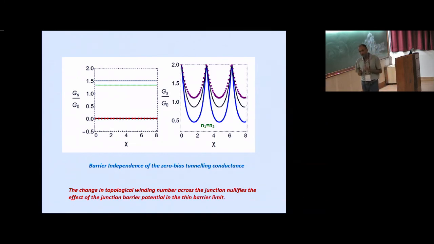So to conclude, what we have seen is that these topological materials provide really interesting tunneling conductance and barrier dependence. And here is one where the tunneling conductance becomes completely independent of the barrier strength. This is a consequence of the change in topological winding number across the junction, across which you are calculating the tunneling conductance. So I'm going to stop here, and thank you for your attention.